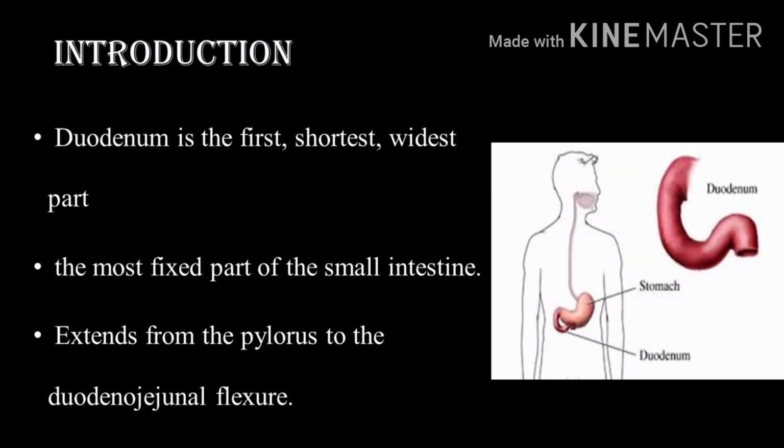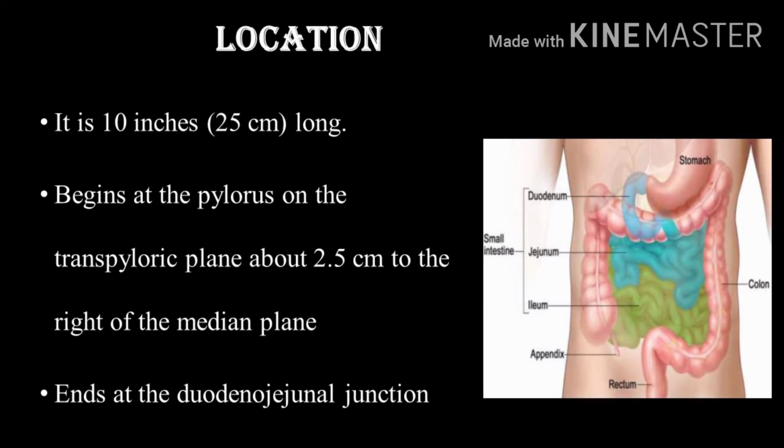The duodenum is the first, shortest, widest, and most fixed part of the small intestine. It extends from the pylorus to the duodenojejunal flexure. It begins at the pylorus, which lies on the transpyloric plane about 2.5 cm to the right of the median plane, and ends at the duodenojejunal junction, which lies about 2.5 cm to the left of the median plane and a little below the transpyloric plane.